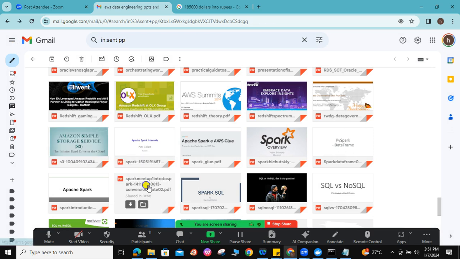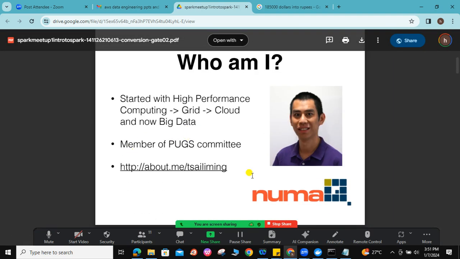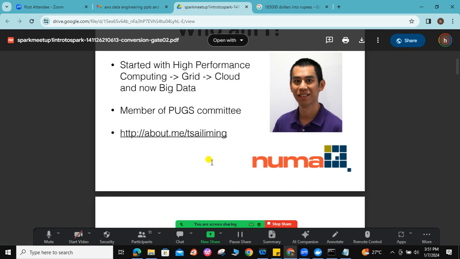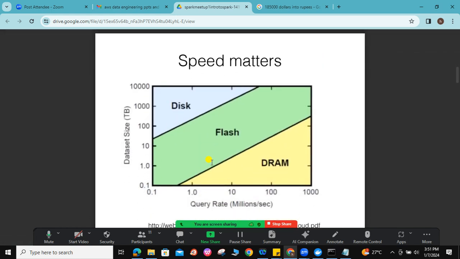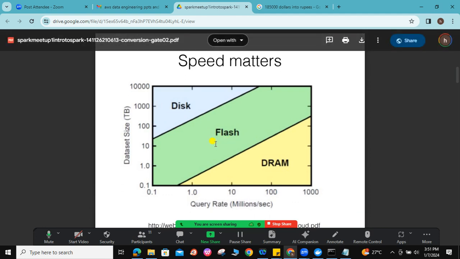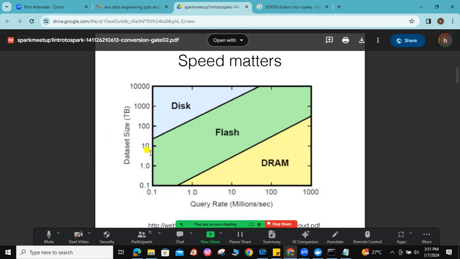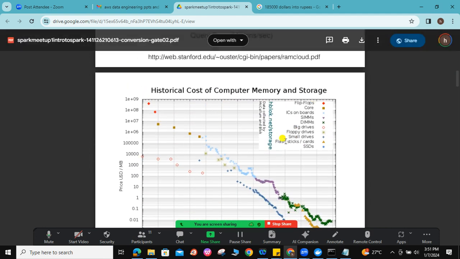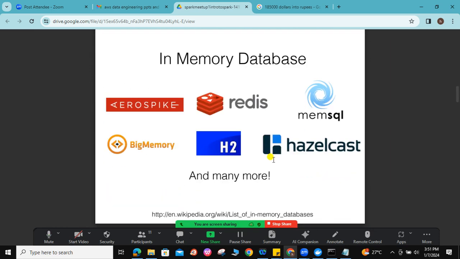Okay, so let us go to the next PPT. So, this is who has created it. You know this. Before, they were using disk, flash, meaning USB drive. After that, I think like this, it came. The historic cost of memory and storage was too much. Memory grid.